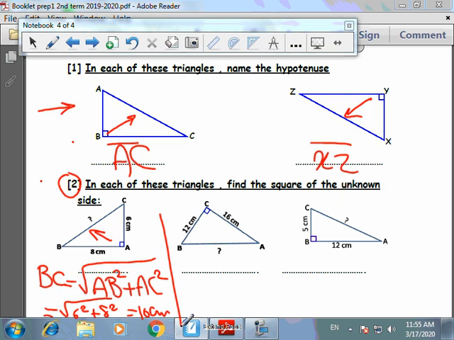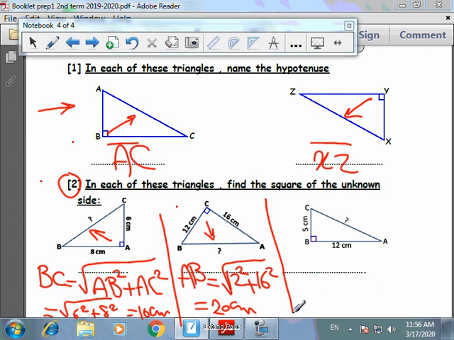Of course, I have to write the rule in each problem. Okay, so next one, what would I have to find? It's AB. So is AB a hypotenuse? Yes. So AB equals root 12 squared plus 16 squared. Of course, by using the calculator, I can easily calculate it. It would be 20 centimeters.